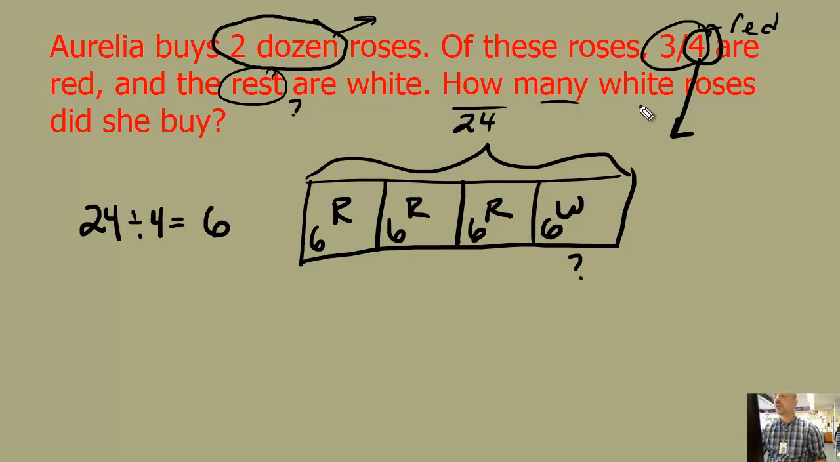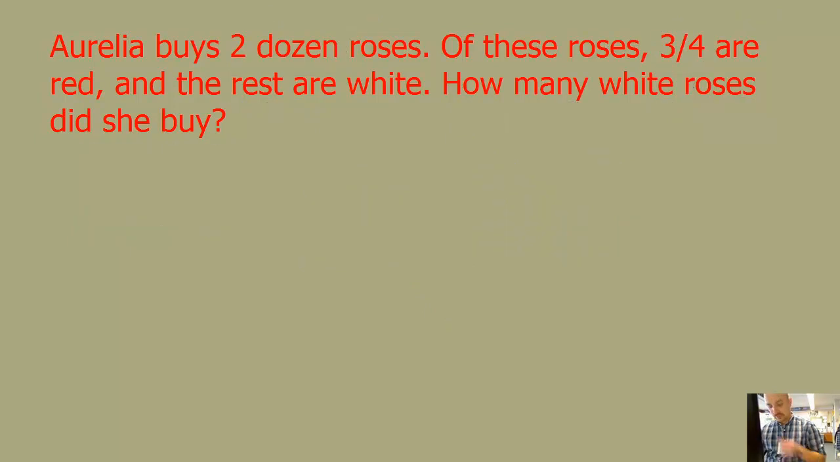So how many white roses did she buy? She bought 6 white roses. How many red roses would that be? How many is my 3/4? That would be however many here are 1, 2, 3. That would be these ones here. That would be 6, 12, 18. So I have 18 red roses, and I have 6 white roses. Okay, very good. Let me set up the next problem for us.